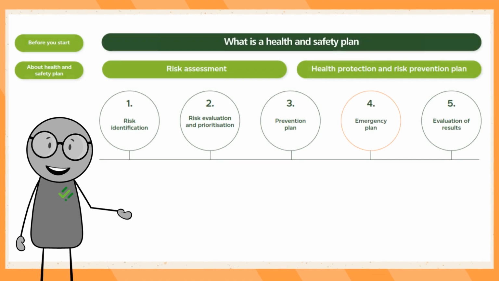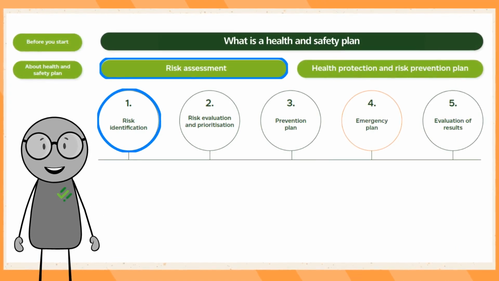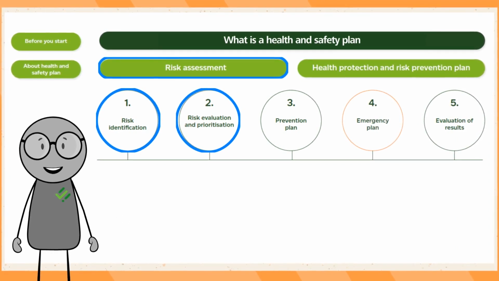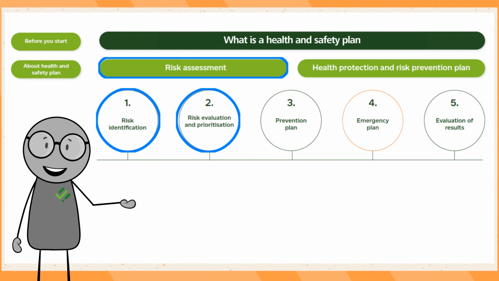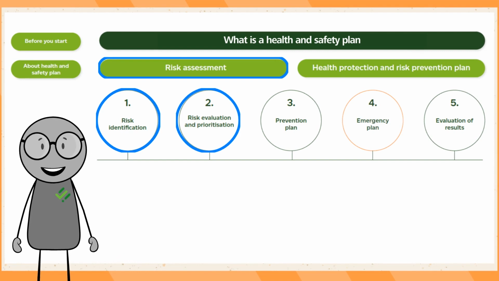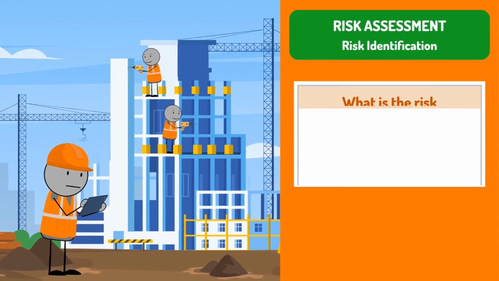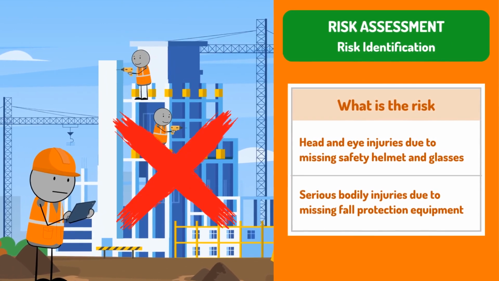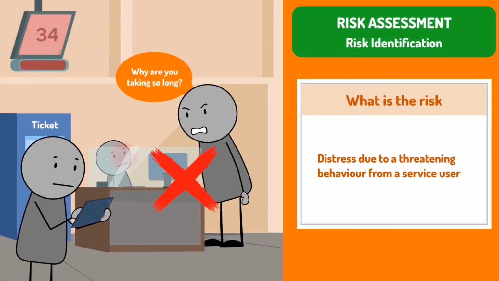The first step is to conduct a risk assessment. This involves identifying potential risks in the work environment. It also requires evaluating the likelihood of these risks occurring and the severity of their potential consequences. Once these risks have been identified and evaluated, they should be prioritized based on which ones require immediate attention. The analysis involves looking at how tasks are performed to identify the associated risks for employees and, where applicable, guests and customers.